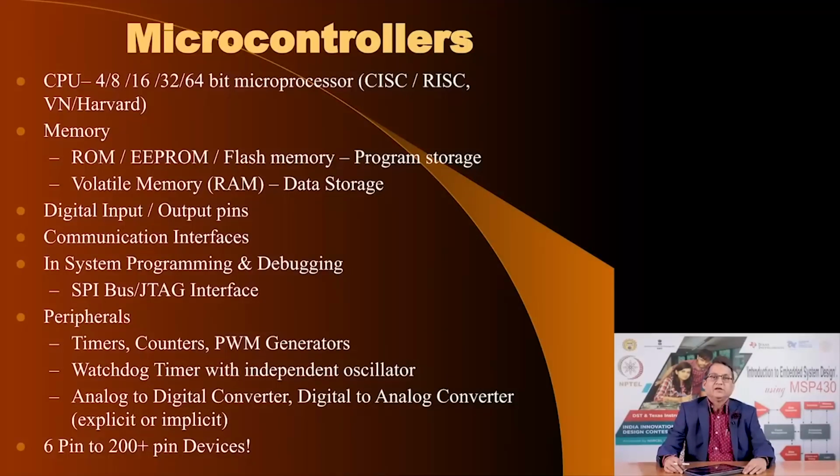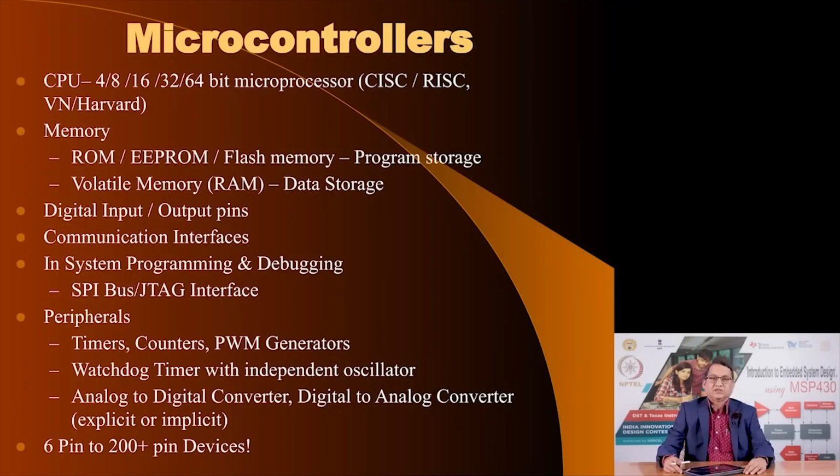To do that, it has an independent oscillator, so that if one enters a low power mode, and in low power modes usually you fiddle with the value of this clock signal, you do not want to affect the function of the watchdog timer. So, usually these watchdog timers are equipped with independent oscillators. They also have analog to digital converters, and in some cases they may also have digital to analog converters.